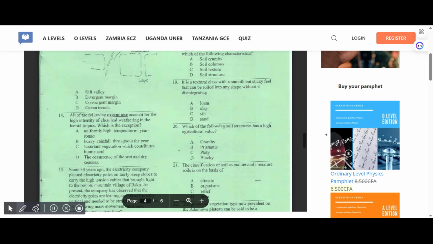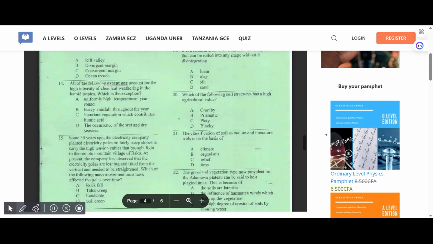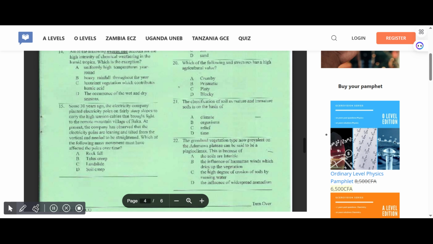All of the following except one account for the high intensity of chemical weathering in the humid tropics. Which is the exception? Correct answer is D, which is the occurrence of the wet and dry seasons.